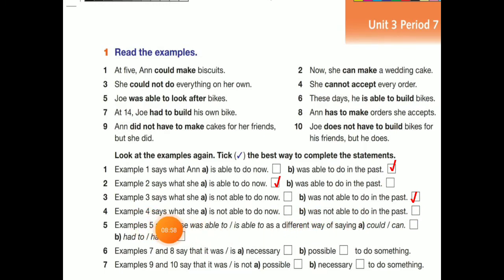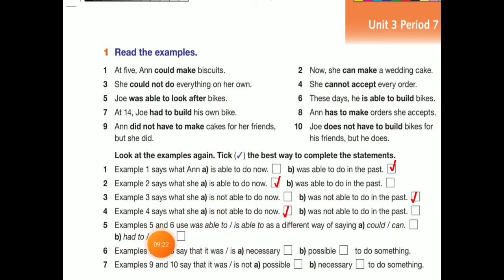Example 4 says what she isn't able to do now or wasn't able to do in the past. Look at example 4. She can't accept every order. We are talking about the present. Excellent. So what's your answer? Bravo. Yes, she isn't able to do now.